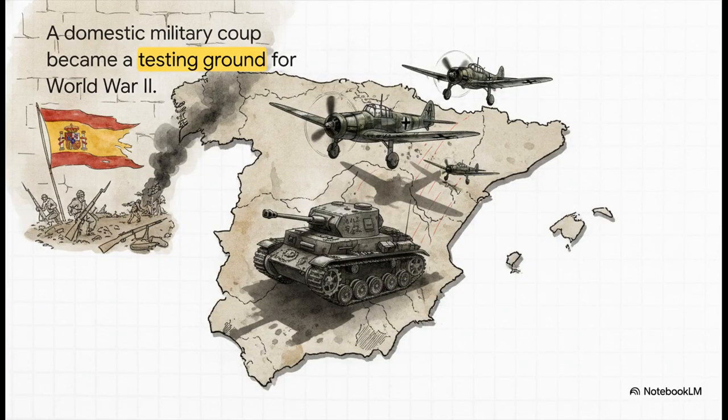Because what started out as a purely domestic military coup against the Second Spanish Republic rapidly transformed into a massive international crisis. For a grueling 989 days, the world watched as Spanish territory literally became the tragic testing ground for the modern weapons and brutal tactics that would soon engulf the entire globe.